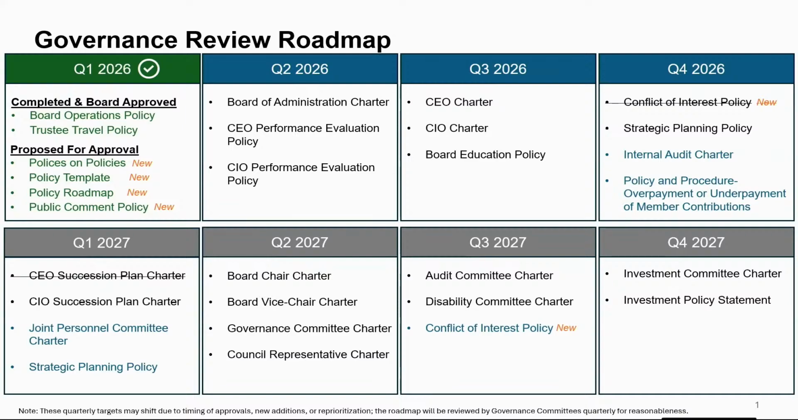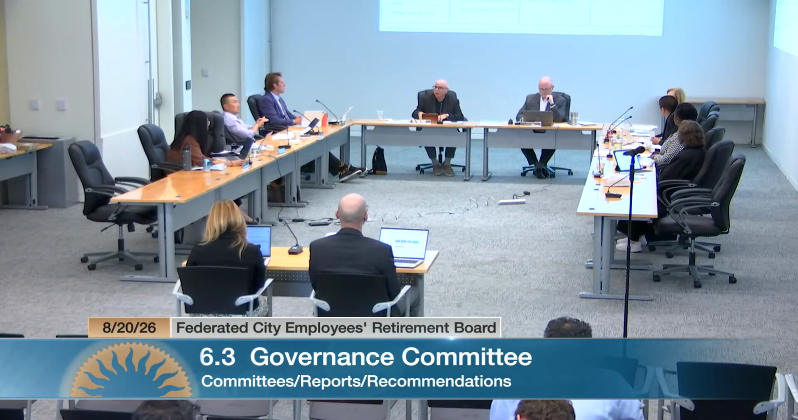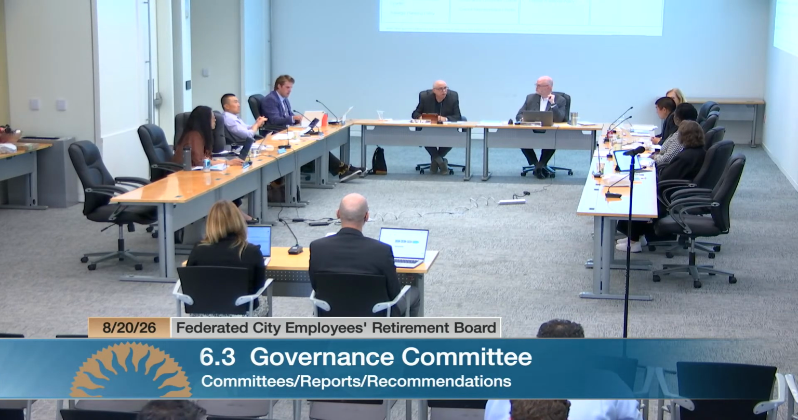So with those changes, we'd like to seek your approval on the updates to the governance review roadmap for this current fiscal year. Open to any questions. And the succession plans for CEO, CIO, they're further out in 28, 29? Yes, we're moving that to 2028. Okay, great. That all seems sensible. Any questions from trustees? Is there any public comment on this item? There is none.